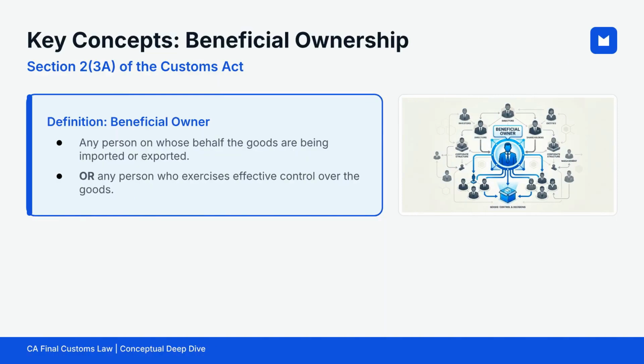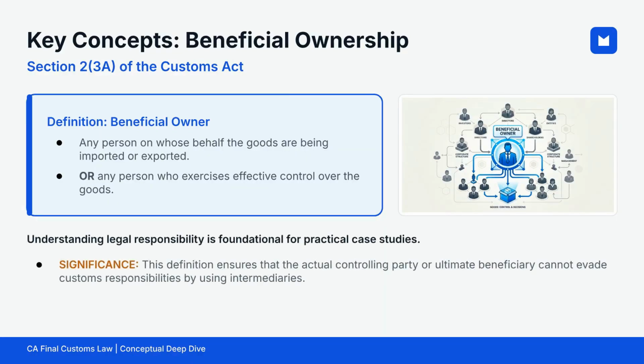A beneficial owner is either the person on whose behalf goods are imported or exported, or the person who exercises effective control over those goods. The significance of this definition is that customs authorities focus on the real controlling party, rather than merely the person whose name appears in documents.